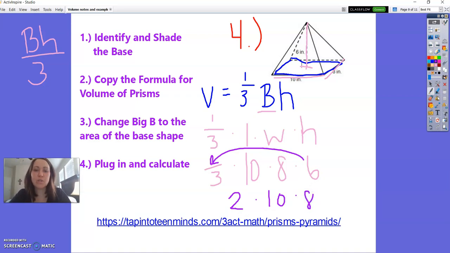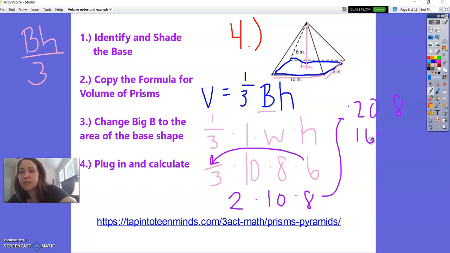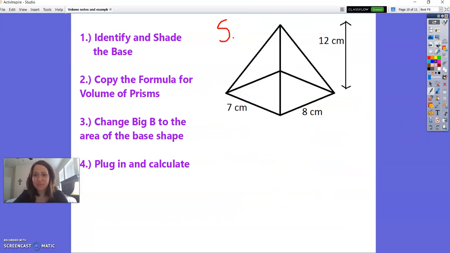So now I'm just doing 2 times 10 times 8. So 2 times 10 is 20. Times 8 would give me 160 inches cubed. Okay, so that is the volume of this pyramid. Again, if I'm going too fast or you need me to pause, you can pause me. You have the power. Okay, here's another pyramid.